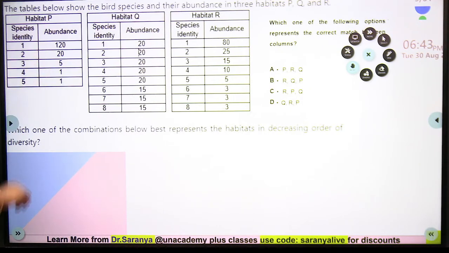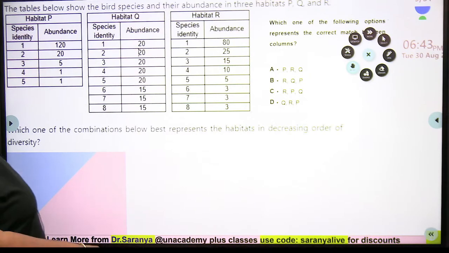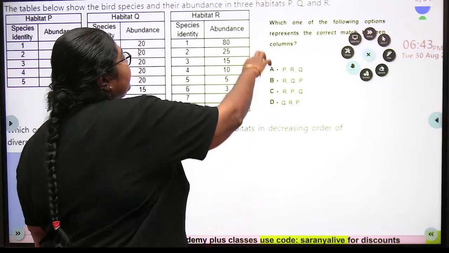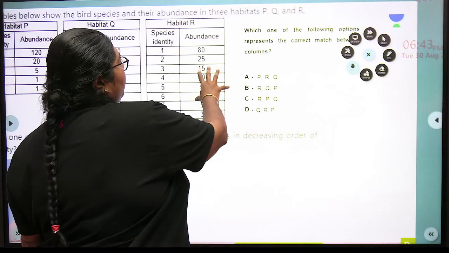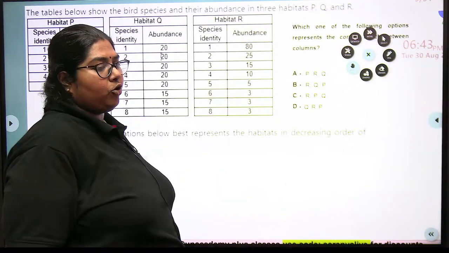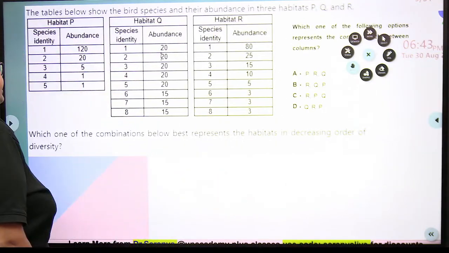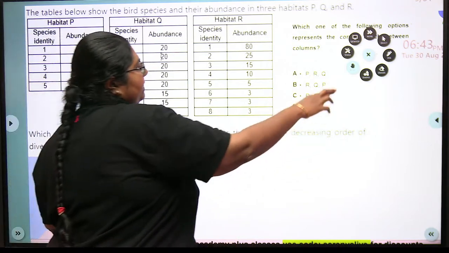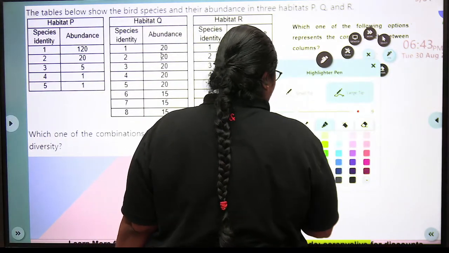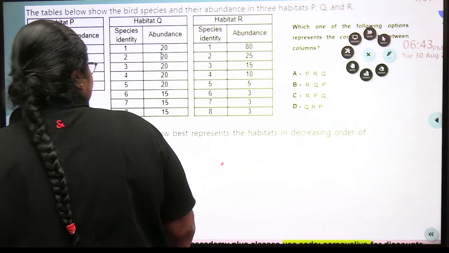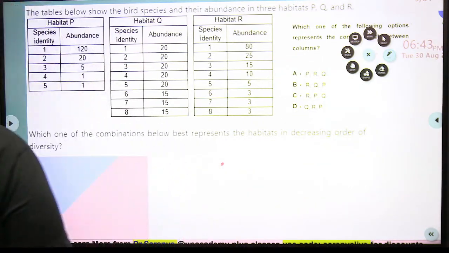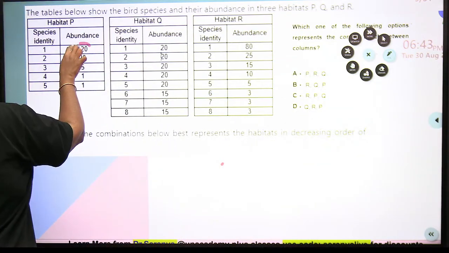The table is showing the bird species and their abundance in the three habitats. So what are the three habitats? P, Q and R. So see this habitat P. I'm going to ask you questions directly. Here, this one is 120.